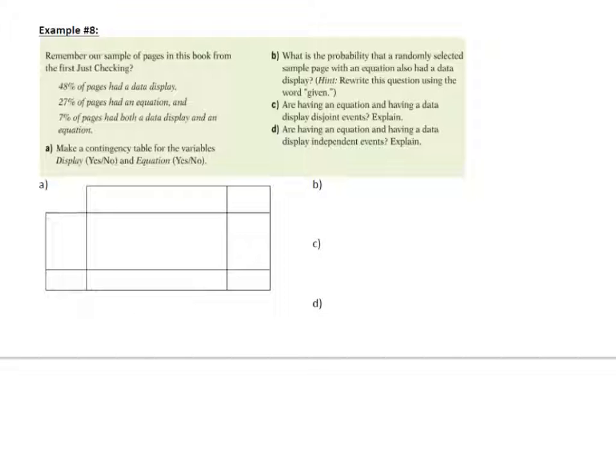So moving on to example number 8, though, back to the book where we have displays and equations. I'm going to ask you to go ahead and make the table for the variables displays and equations. And just to make sure that we're all on the same page with this, let me help you at least set it up. There's a couple of missing lines here, so I'm going to draw a vertical line here. You should draw one. Let's draw a horizontal line here.